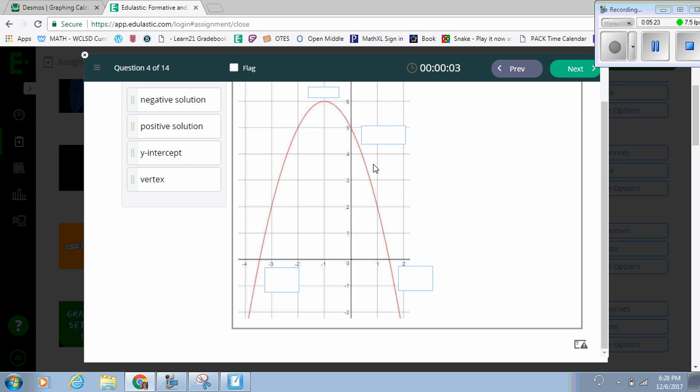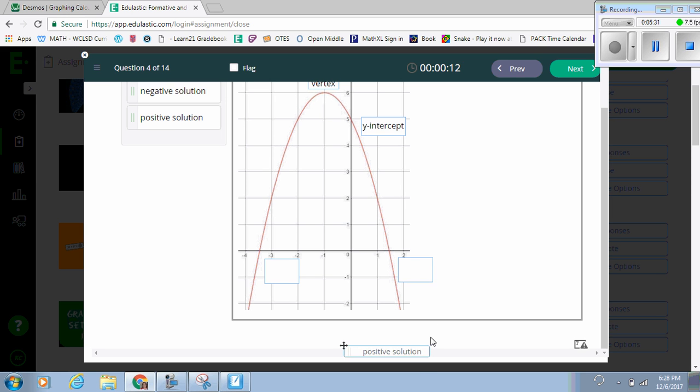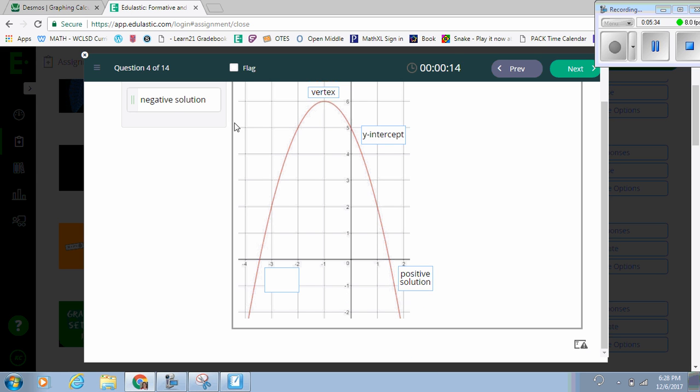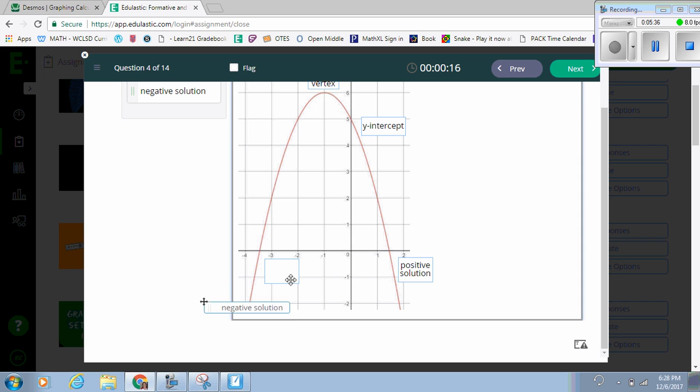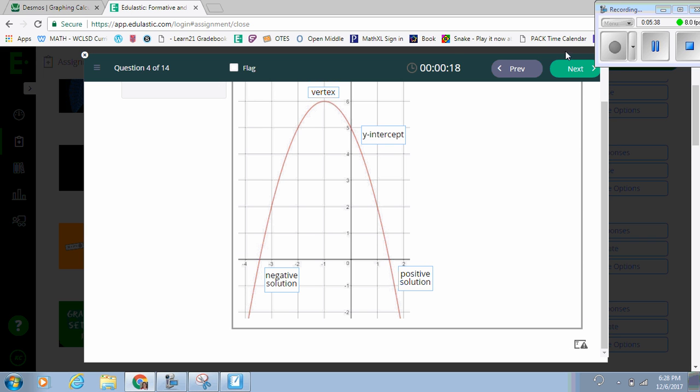Label the key features. Okay, so the vertex is the highest or lowest point. Y-intercept is where it goes through the y-axis. Positive solution is where it goes through the x-axis on the positive side. Negative goes through the x-axis on the negative side.